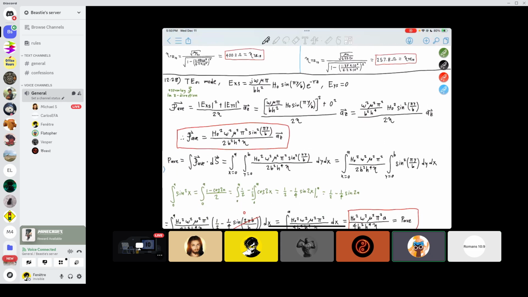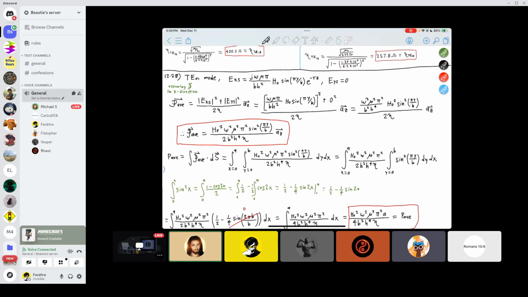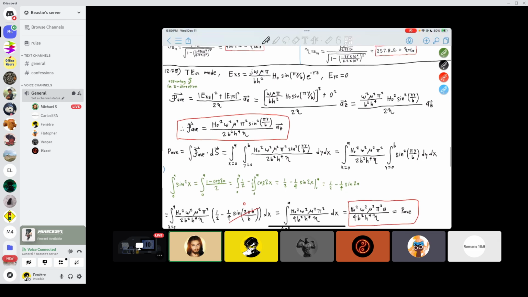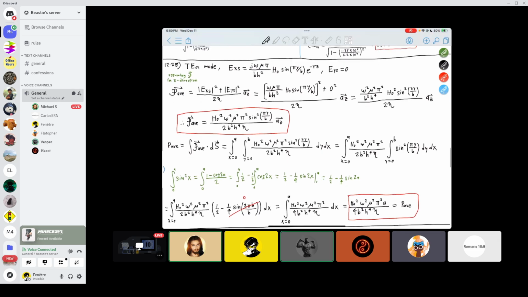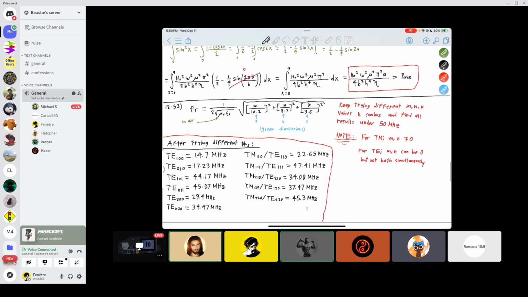And then what did M and P mean? Those are just different modes. So for TE 0, 1, your M would be 0, your N would be 1, and then you would just plug it in and see what you get out of that.